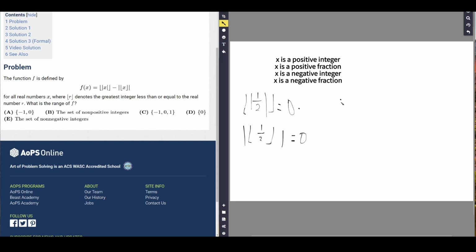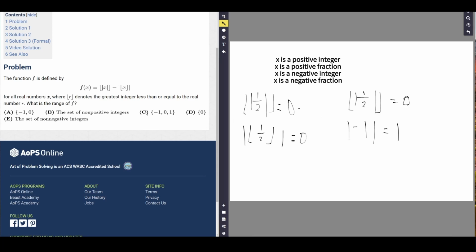But then let's try negative fractions. Let's do -1/2 just for example. The absolute value of -1/2 is going to be 1/2, and then you take the greatest integer less than or equal to that, and you'll get 0. Then you do the reverse: the greatest integer less than or equal to -1/2 is going to be -1. Then you take the absolute value of that, and you get 1.